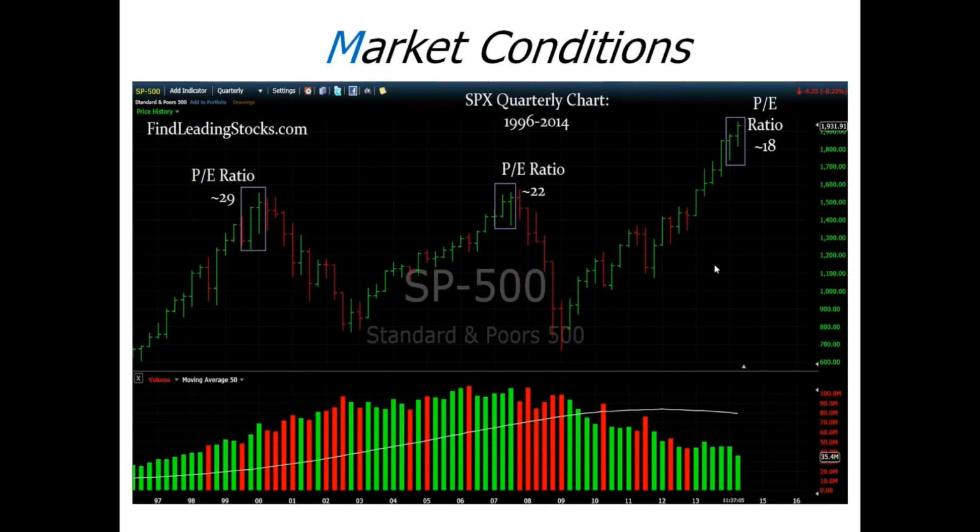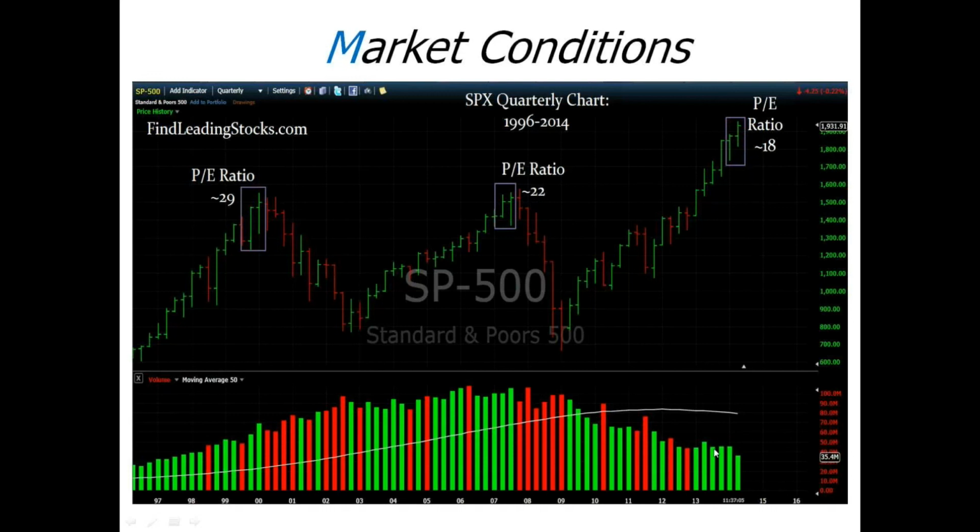Here's a chart of the S&P, and it goes back. Here's the top in 2000. Here's the top in 2007. And here's where we are right now. And here's a valuation standpoint. Look at the S&P. 29 was the PE when it topped out in March of 2000. That was a dot-com bubble, and you had a huge valuation expansion. PE ratio in 2007 was 22, 2008, and now you're at 18. So you're fairly valued from a valuation standpoint.